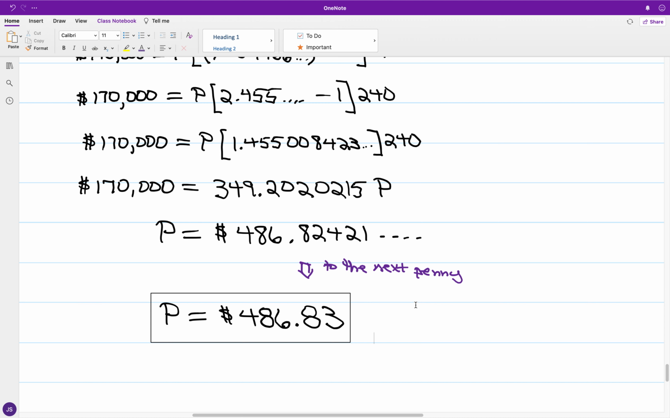After that 18-year cycle, they will have a grand total of right at $170,000. So just another case of an annuity, but where we were looking at solving for the present value or the recurring deposit amount.